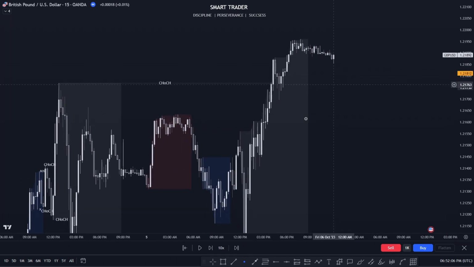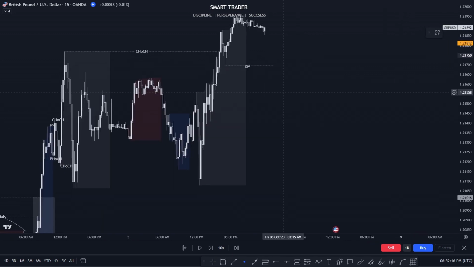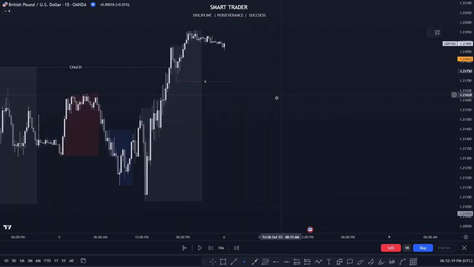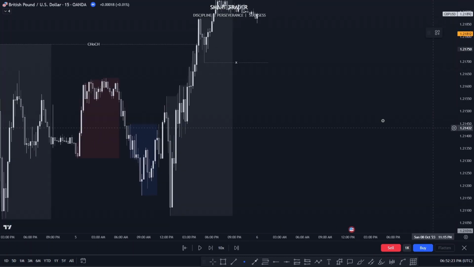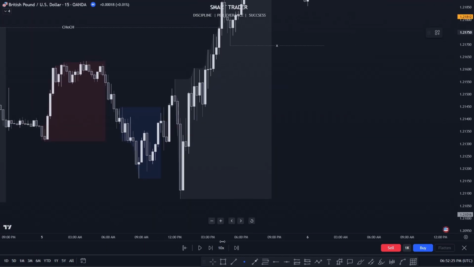After this, we see that this is our new inducement. After creating this change of character, the market has switched from bearish to bullish, and this becomes our inducement right here. So we'll wait for the market to take out this inducement, mitigate something below here before trying to buy here. So let's see here.